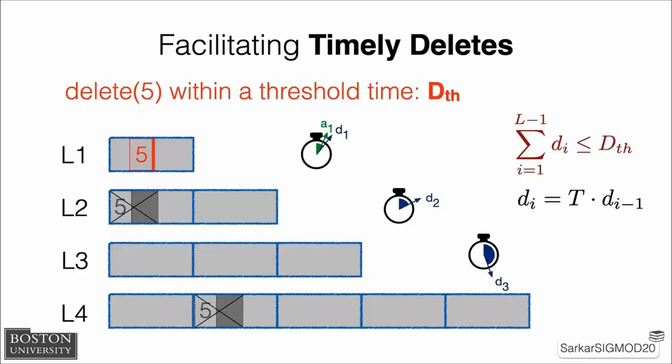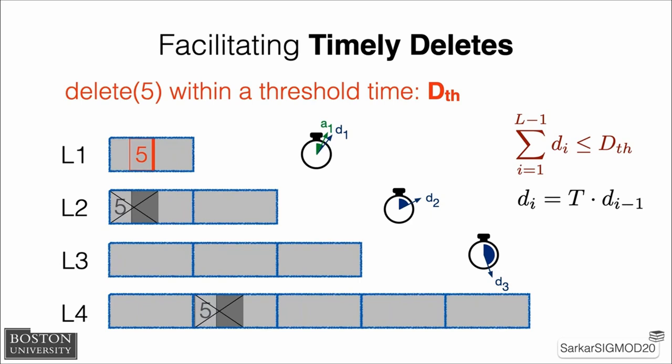To give you a visual example here, if we have our tombstone here, this has a maximum time that it can stay in level 1. So the moment this maximum time is expired, it has to be moved on to the second level. If it is moved because of other compaction operations, then it's all good.